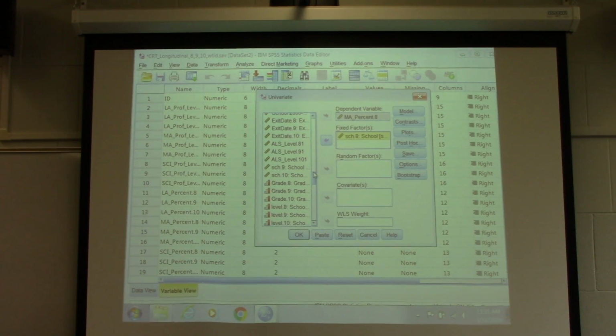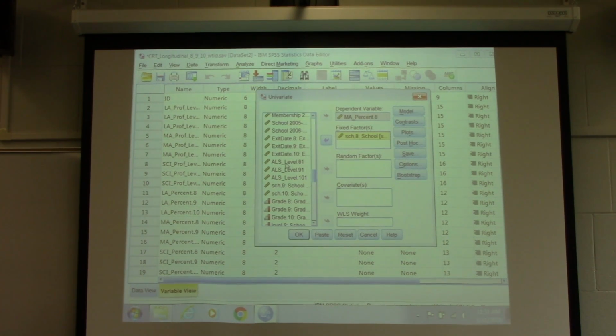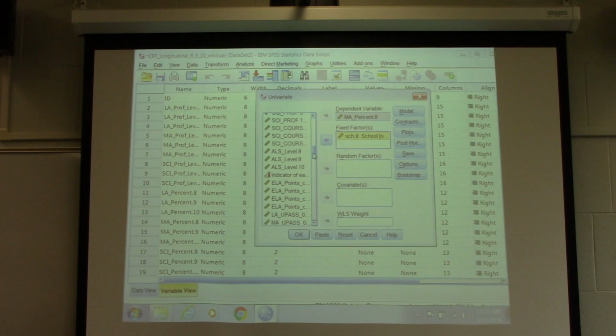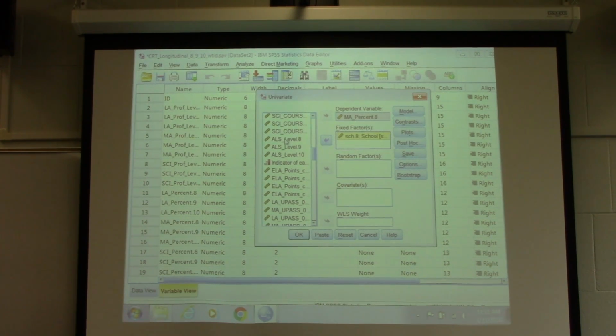And now I'm going to look for covariates. So one of them is ALS level, which is in here several different ways. So I'm going to scroll down to ALS level in year 8. ALS stands for Alternative Language Services. So basically I'm saying, are there differences in the English proficiency rates of students in this sample?